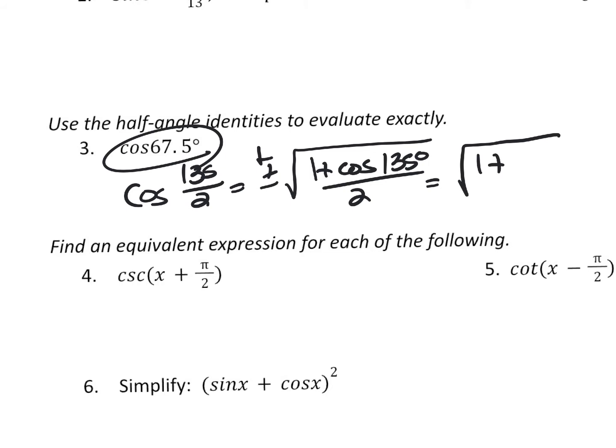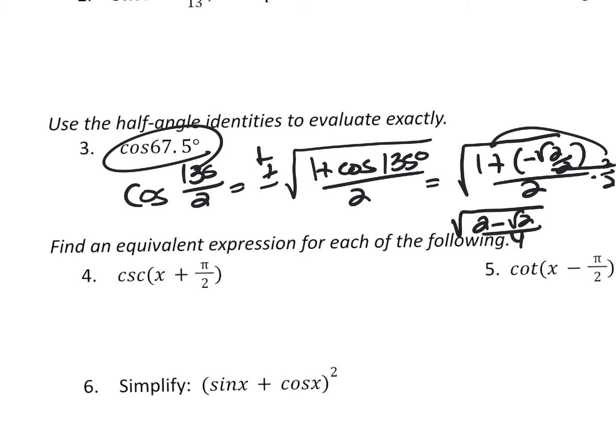Cosine of 135 degrees is negative square root of 2 over 2. Get that by looking at my circle. And I got to simplify that. So I'm going to multiply the top and bottom of that fraction by 2. So I get 2 minus the square root of 2 over 4. The 2's cancel on that one, and 2 times 1 and 2 times 2.